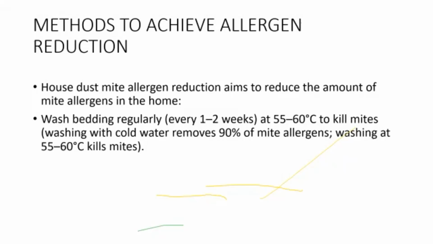So as you know, this is very important for anyone. You have to give advice that every 2 weeks you wash the bedding. 60 degrees is needed for the house dust mite. Cold water removes the allergens, but washing at 60 degrees kills the mites itself. So remember 60 degrees for house dust mites.